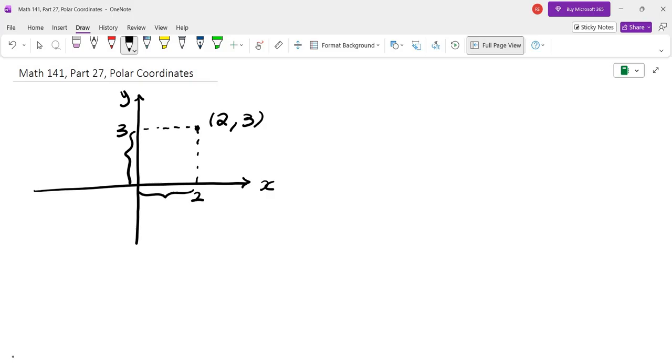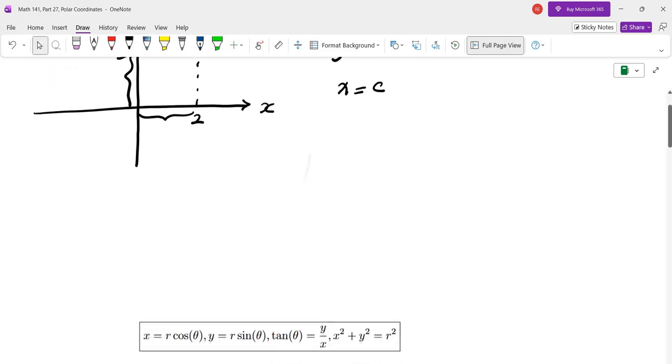For example, every line would have a form of y equals mx plus b, or x equals a constant. So every line has a really nice equation. Now, some curves are easier to represent using other types of coordinate systems. And in this video, we're going to talk about a different coordinate system.